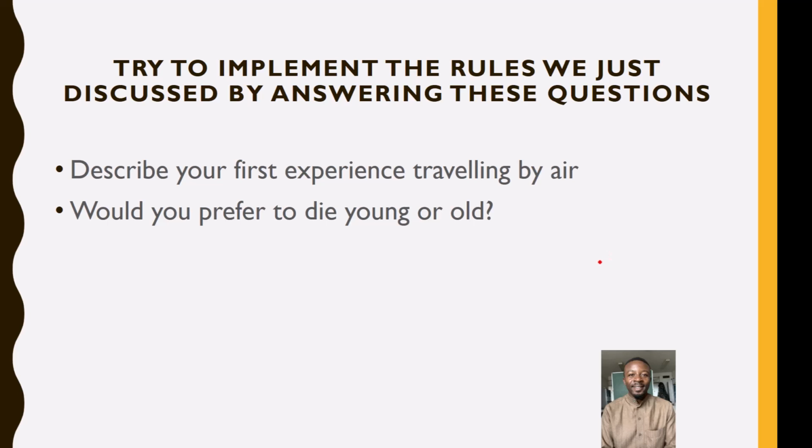Now, let us try to implement the rules we just discussed by answering these questions. I am going to give you some time to do these exercises. You can answer these two questions. They are just random two questions. I would say either part 1 or part 3 questions, okay? So you just need to respond to them spontaneously.